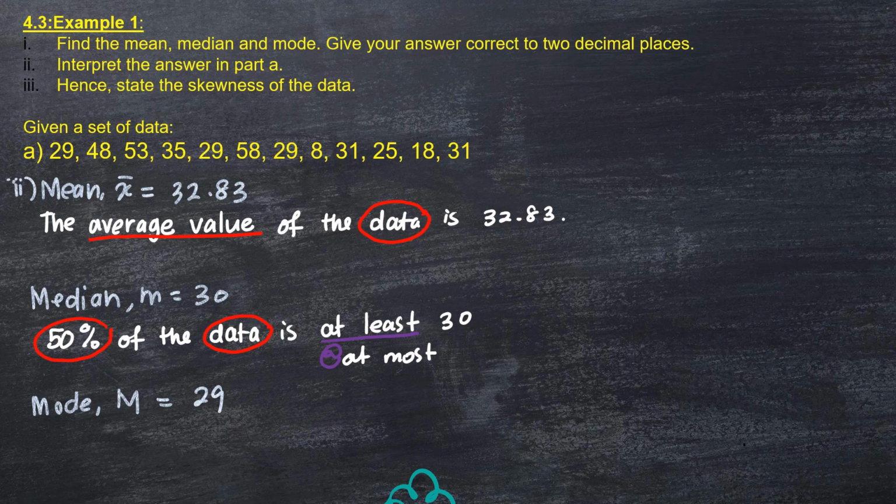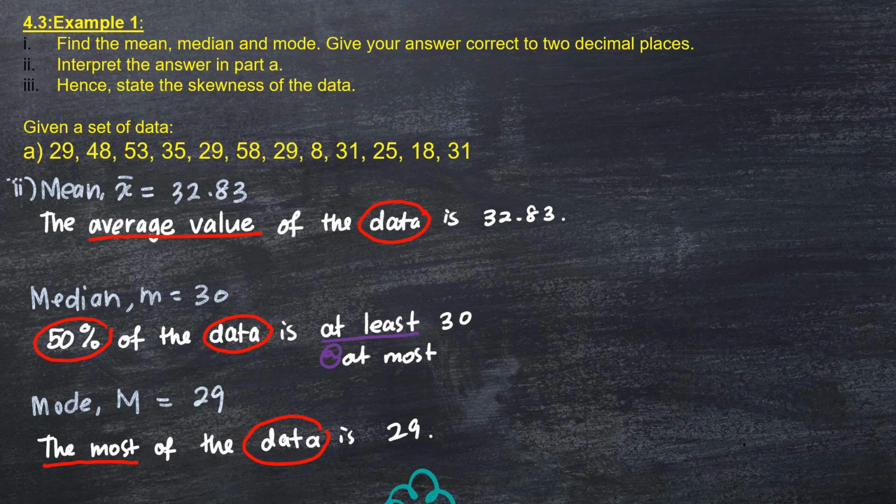Okay, and last one is our mode. Our mode is equal to 29. So the most of the data is 29. Remember our subject is data. So the word most is our keyword there for our mode.